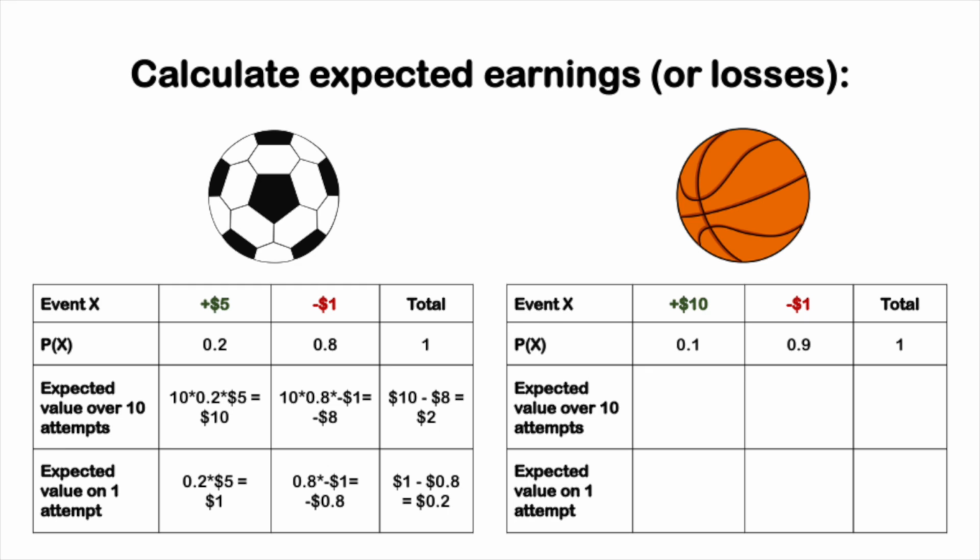Over 1 attempt, it's really the same process, but everything is divided by 10, so instead of 2 successes, you expect 0.2 successes, which gets you $1, and so on until you get 20 cents expected total. If you want to see that hypothetical 10 attempts play out, just go check out the previous video. And now that you're experienced calculating expected value, try it again for the basketball game. Pause your video and try to fill out these 6 boxes.